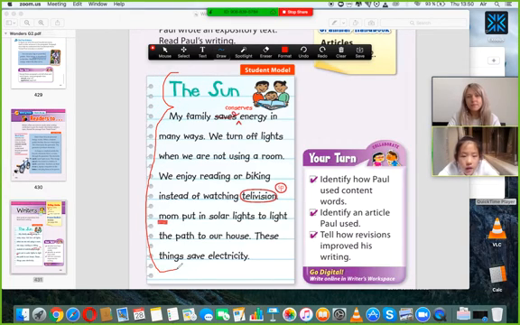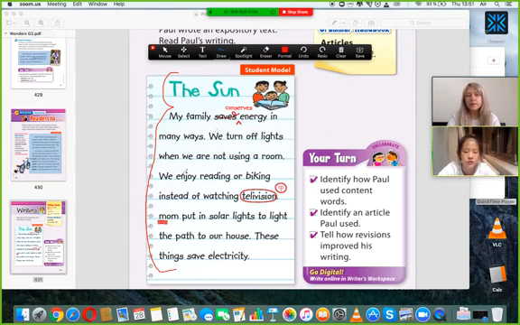My family conserves energy in many ways. We turn off lights when we are not using a room. We enjoy reading or biking instead of watching television. Mom put in solar lights to light the path to our house. These things save electricity. That's right.